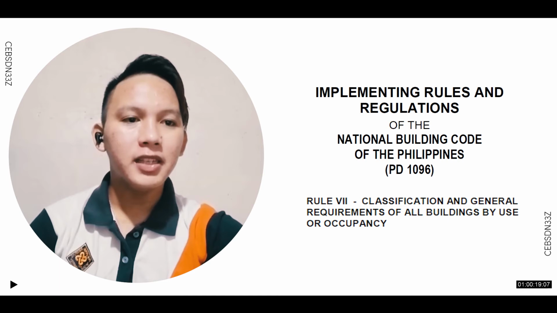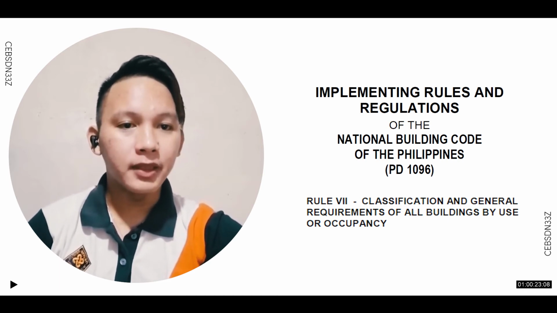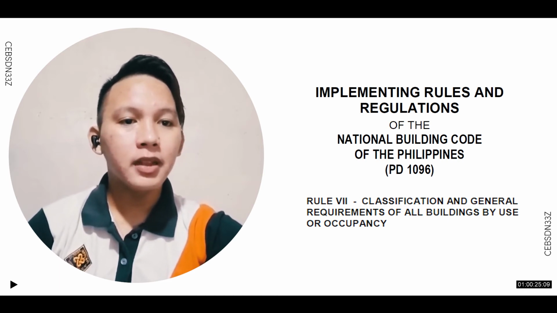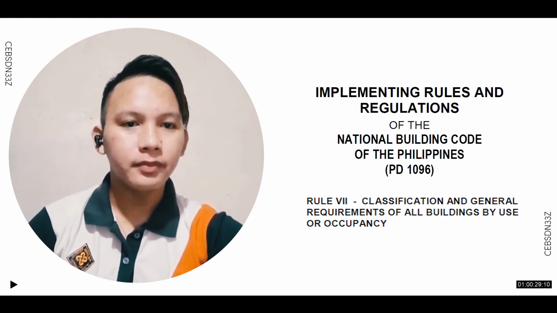Today, we are going to tackle Group B, which is the residentials, hotels, and apartments, and Group H, which is the assembly other than Group I. From the Implementing Rules and Regulations of the National Building Code of the Philippines, Rule 7, Classifications and General Requirements of All Buildings by Use of Occupancy.